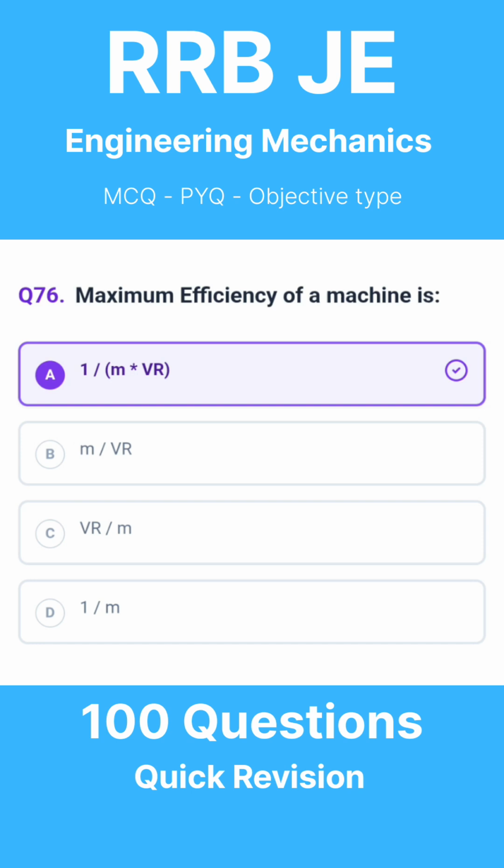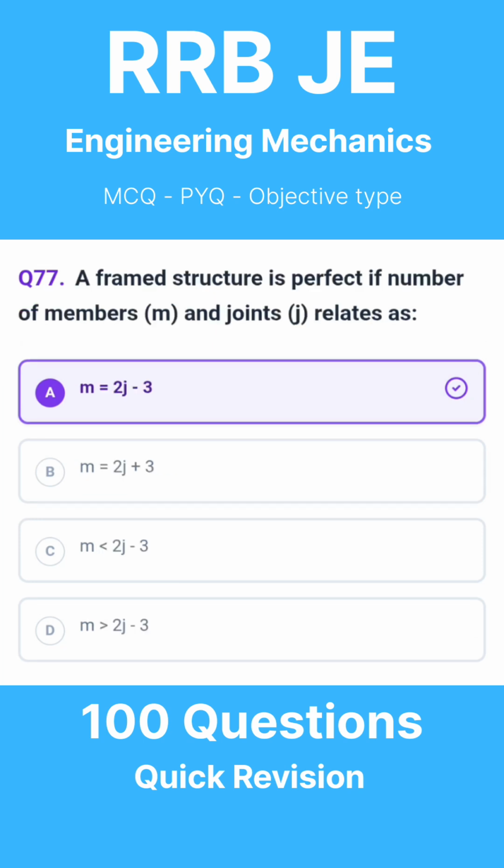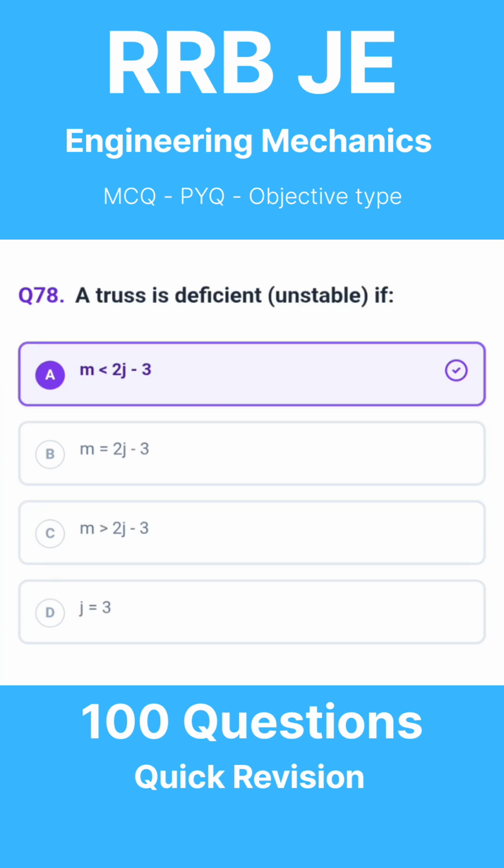Question 76. Maximum efficiency of a machine is. The correct answer is 1 divided by M times VR. Question 77. A framed structure is perfect if number of members M and joints J relates as. The correct answer is M equals 2J minus 3. Question 78. A truss is deficient, unstable, if. The correct answer is M less than 2J minus 3.